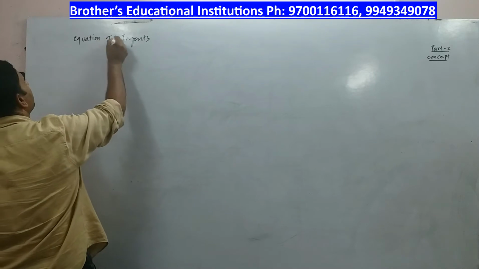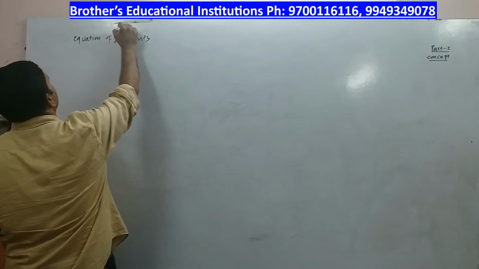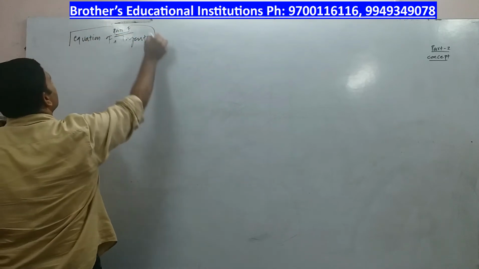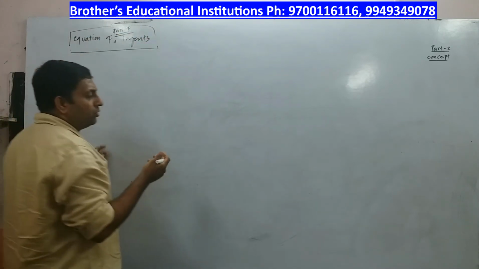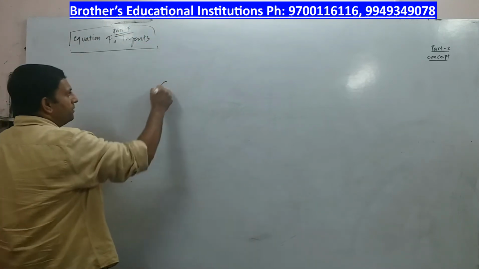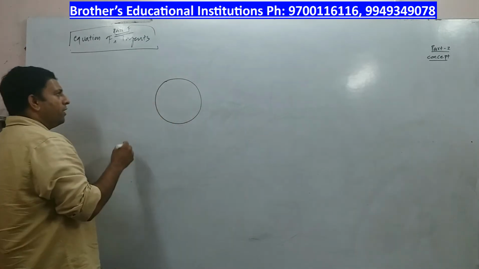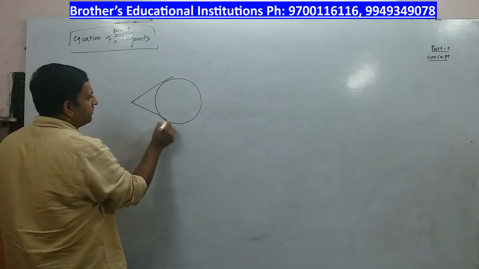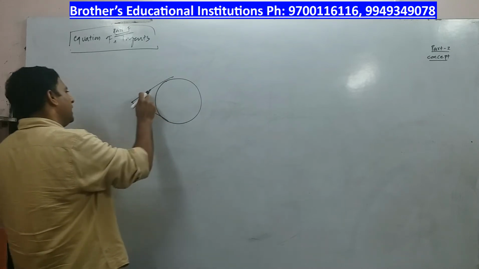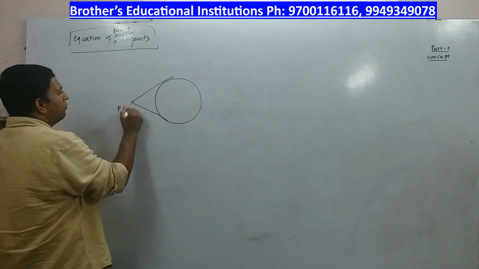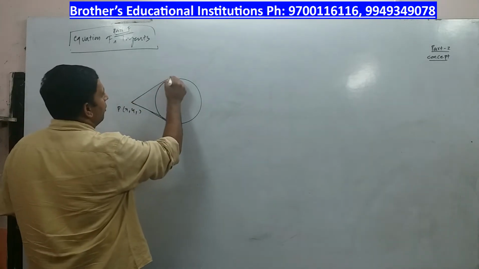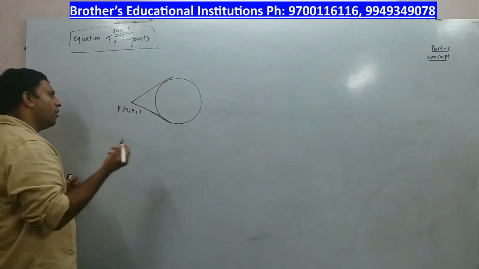Equation of pair of tangents. Just now I told you the equation of a tangent. Now what if that is the chord of contact? Now you might be interested. From the external point you are drawing two tangents. This is a tangent, this is a tangent. If I want to find the combined equation of these tangents, how am I going to find it?